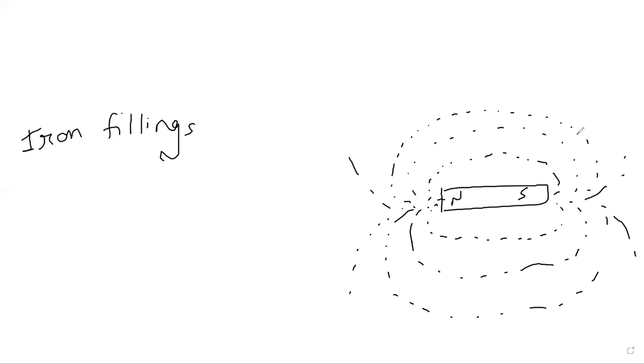The whole method I have explained to you. Is it clear or shall I explain it again? I think I got it. Okay. So just very quickly draw this small figure. These dots show the iron fillings. These are the two methods to plot the lines of force.